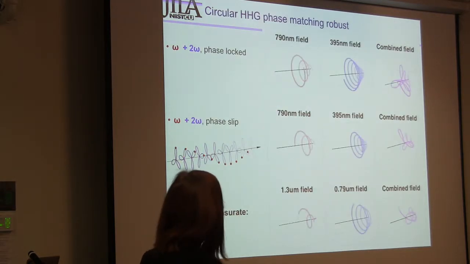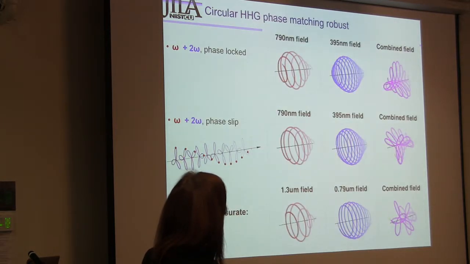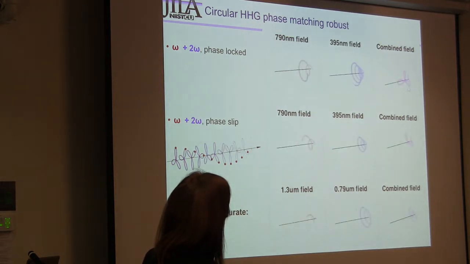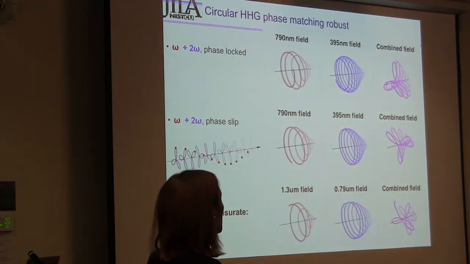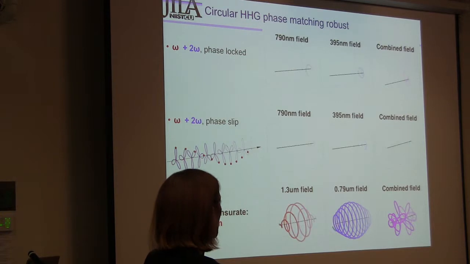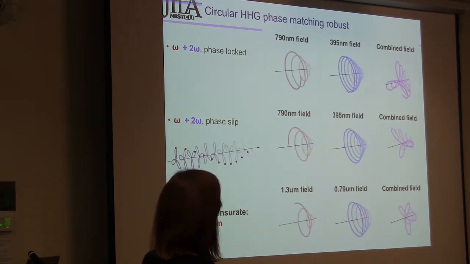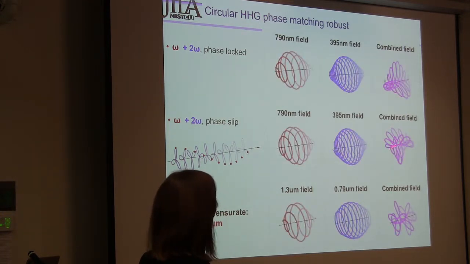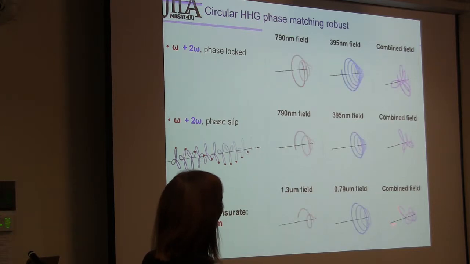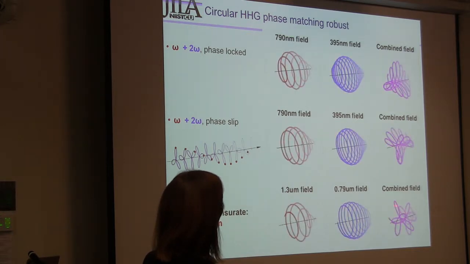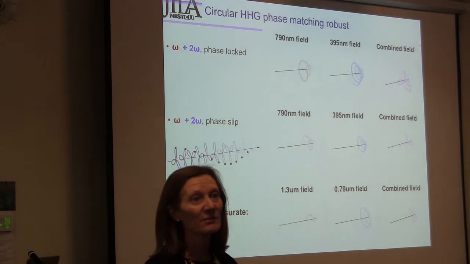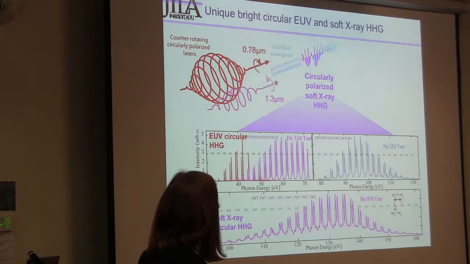And phase matching works there too, because if they're phase locked, you get a three-fold symmetry driving field that doesn't rotate. If there's a phase slip, it rotates, but it doesn't matter. And if they're non-commensurate, it does something strange, but essentially it's just rotating. And so phase matching works there too.